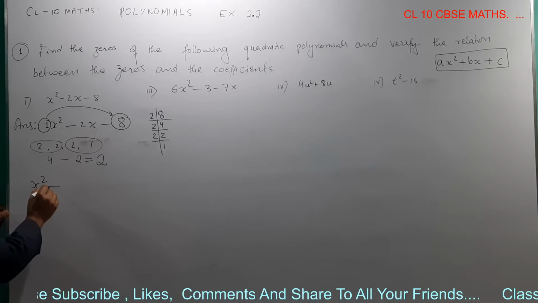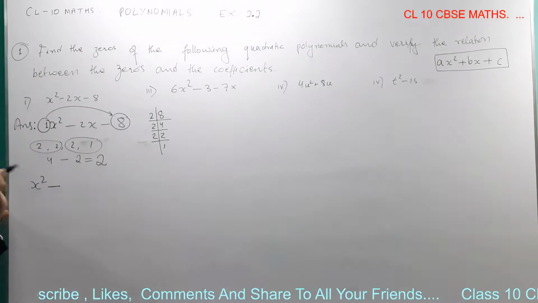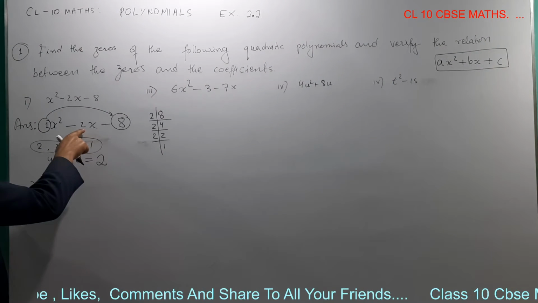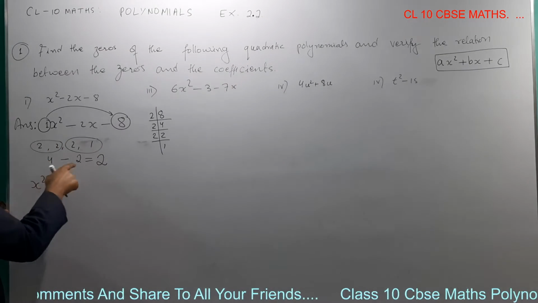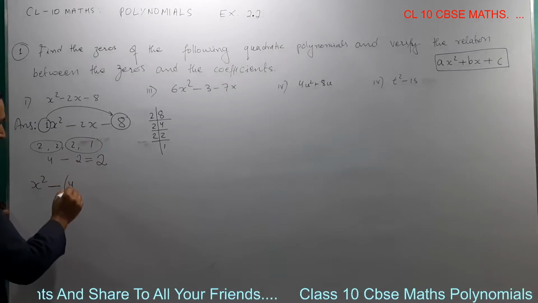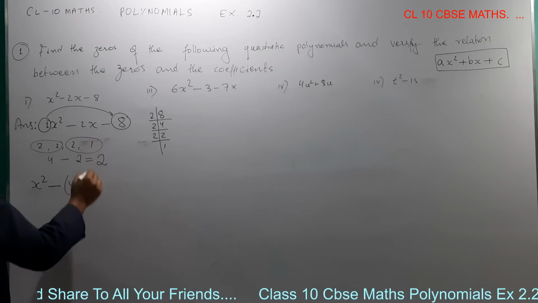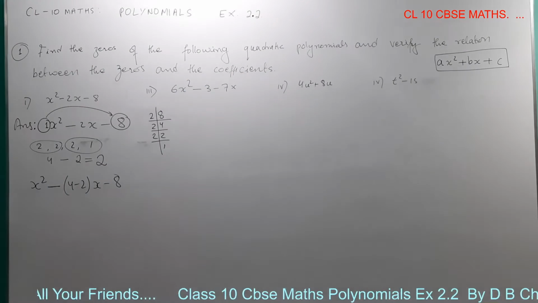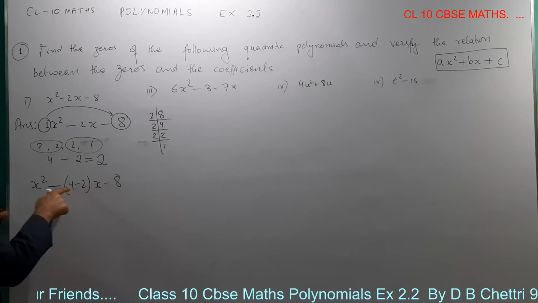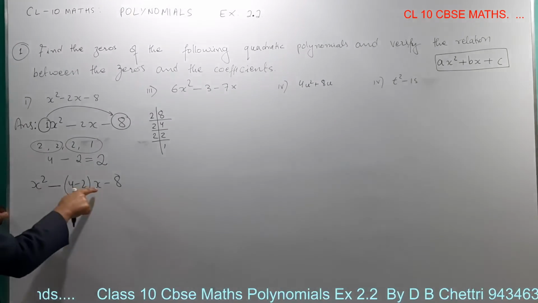And please take care of sign. Sign is very important in mathematics. Now in place of 2, what to write? 4 minus 2. Okay, in place of 2, 4 minus 2. Then x is there, minus it. Okay, now open this bracket, multiplying with the minus sign in x.